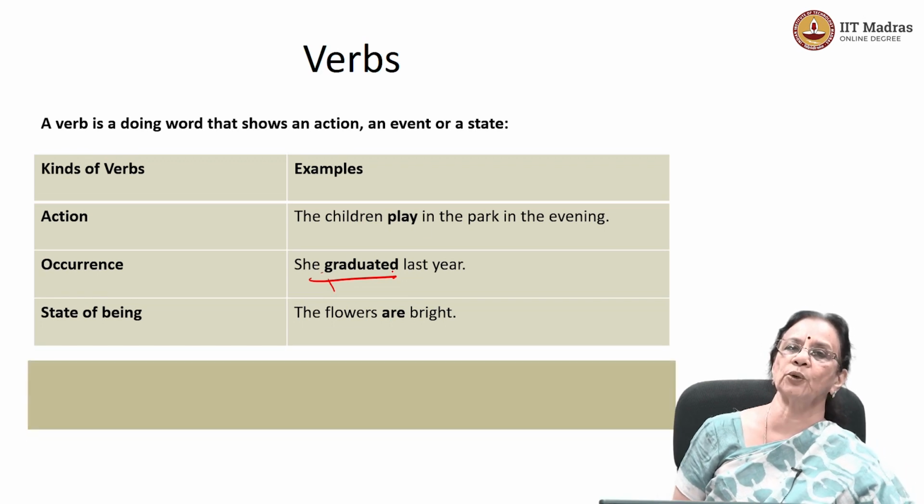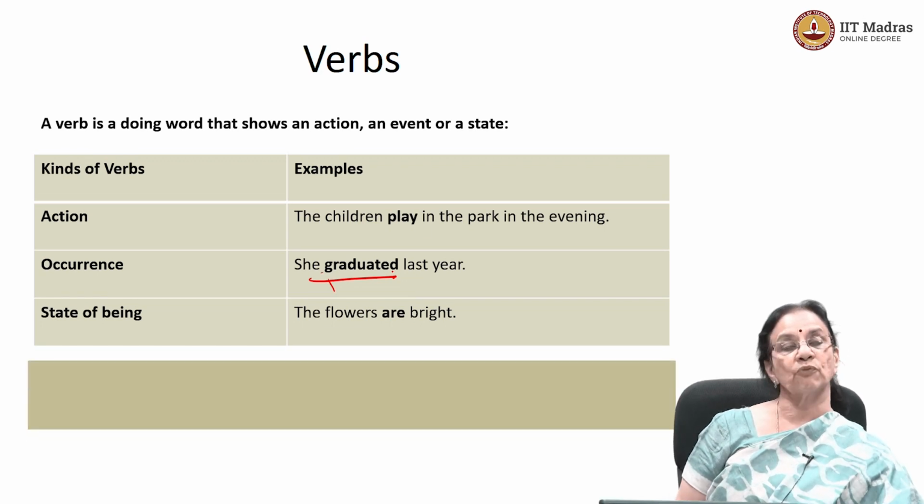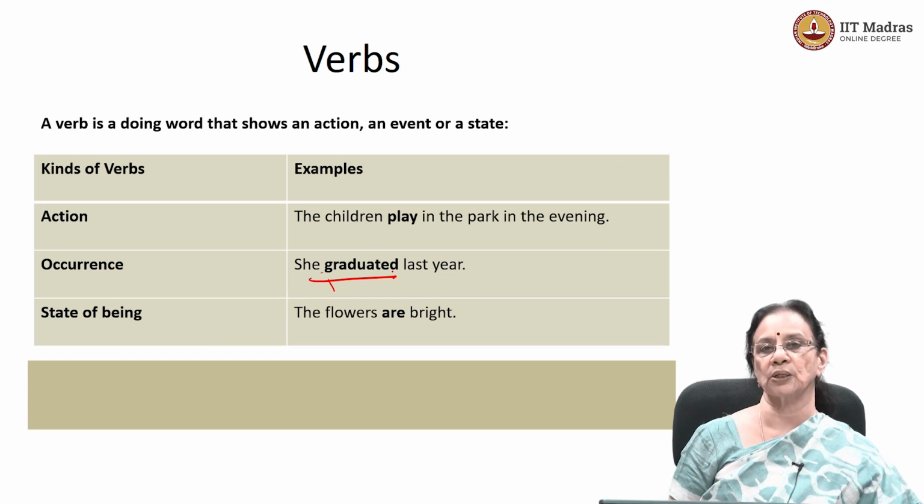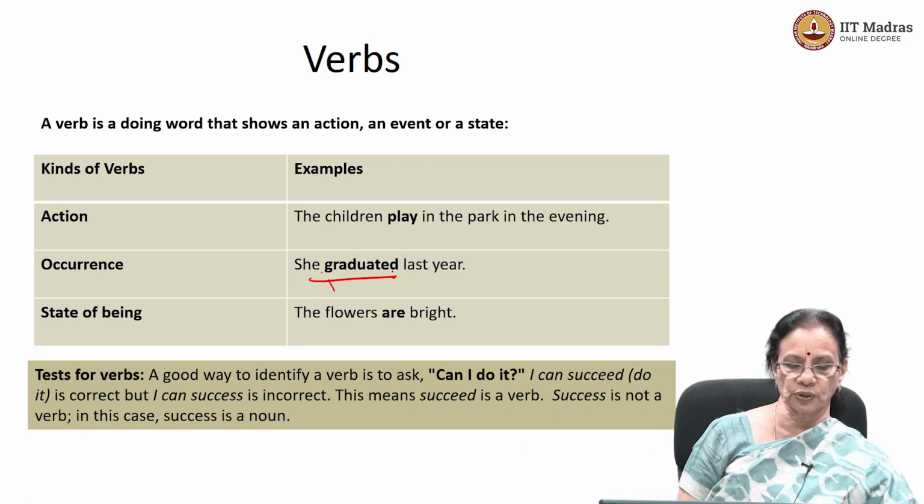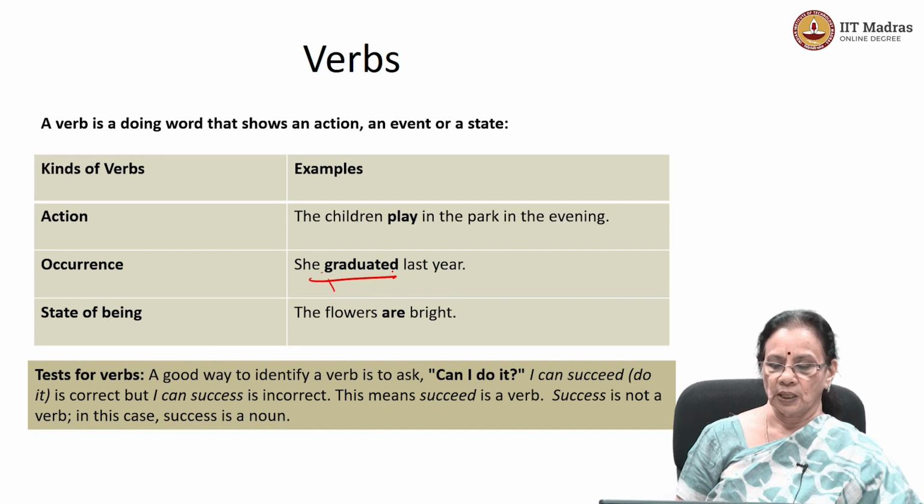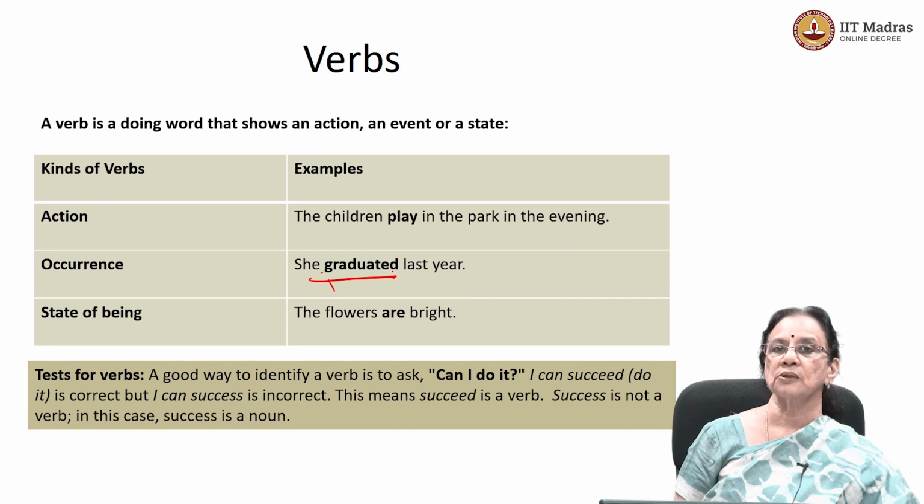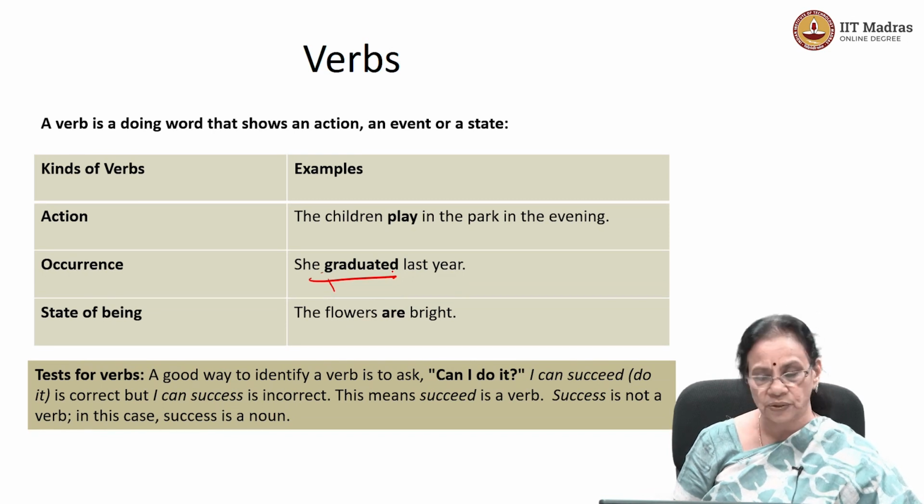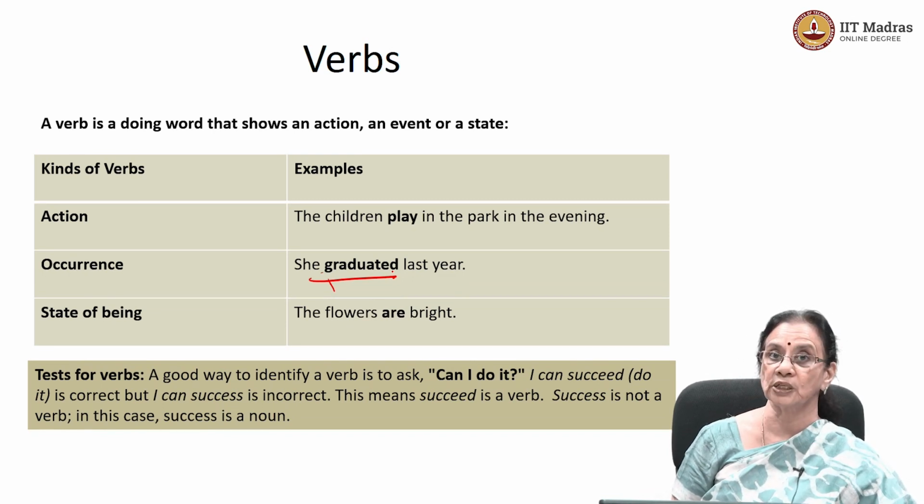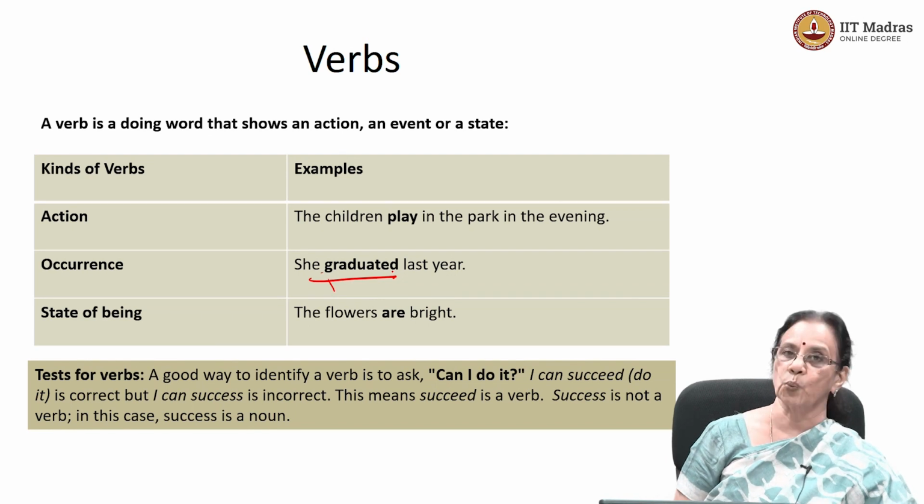And now, how do you find out whether a word is a verb? Definitely, there is a way. All you have to do is ask the question, can I do it? And if the answer is yes, it is a verb. For example, can I succeed? Yes. Then I can succeed. That is, I can do it. So, succeed is a verb.